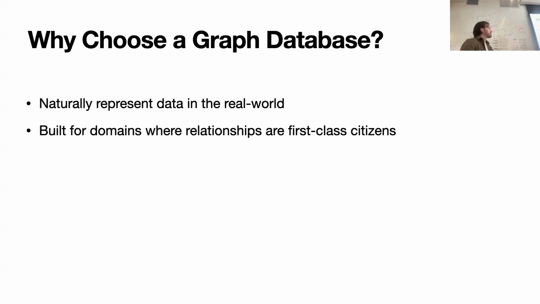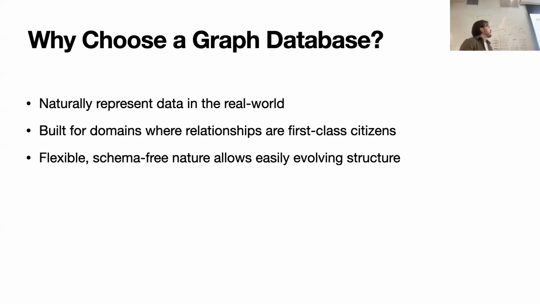So for domains, I don't know what labs everyone's coming from, but for domains where relationships are first-class citizens, meaning the relationships between things are just as important as the things themselves, a graph database would be a great way to represent data of that domain.